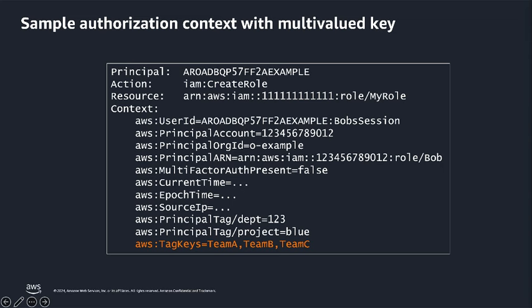Now back to our sample authorization context. And if you take away nothing else from this section, remember that when we say multi-valued keys, it means that the context key is capable of having multiple values in the authorization context. The only multi-valued key in this sample authorization context is AWS tag keys, which has three independent values in this example. Every other context key that you see here is a single-valued key and can only ever have a single value in the authorization context.